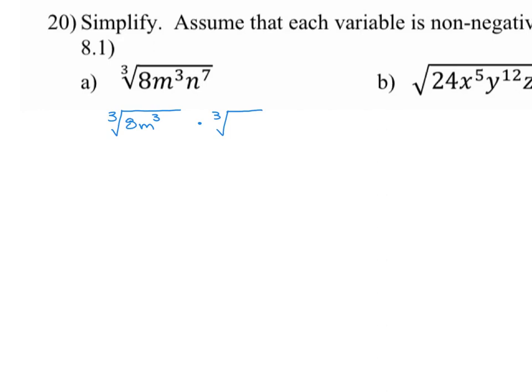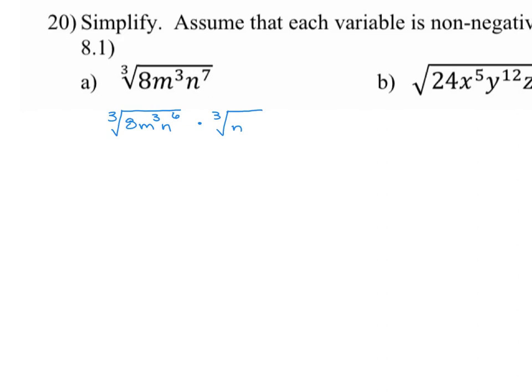For n to the 7th, I want to know what is the largest number that is divisible by 3. So 6 is the largest number less than 7 that is divisible by 3. So I'm going to put n to the 6th in my first set. And the leftover, we have one leftover in my second set.